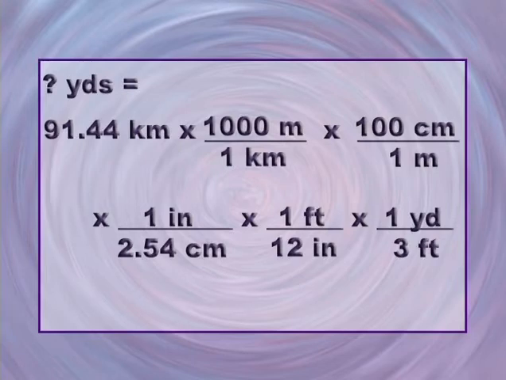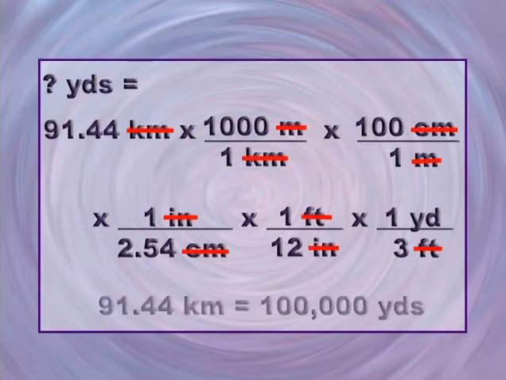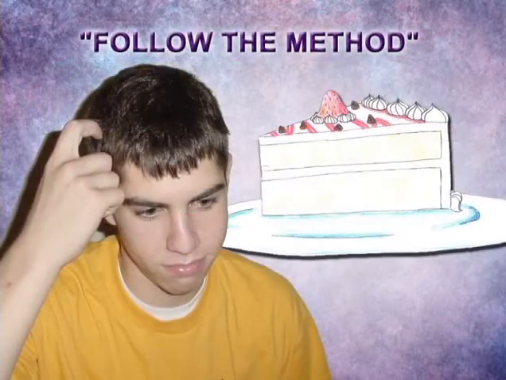It is easy to see which part of the fact goes on top and which goes on bottom if you cross out units as you go. Then you don't have to think about when to multiply and when to divide, because the setup does the thinking for you. So you do the math and find that 91.44 kilometers is equal to 100,000 yards. So you see that following the method can turn a seemingly difficult problem into a piece of cake.